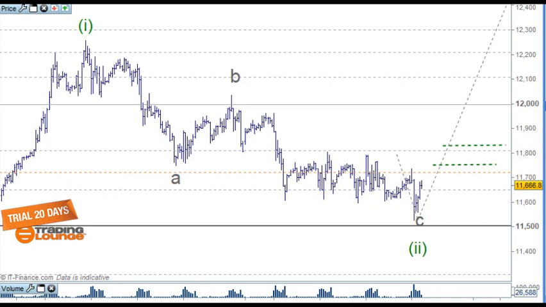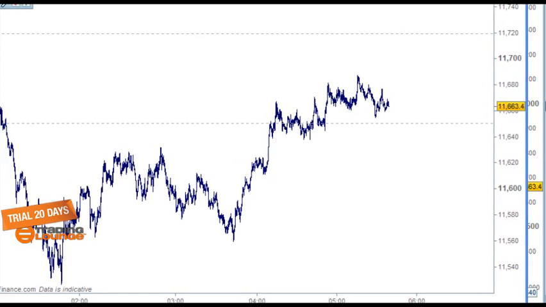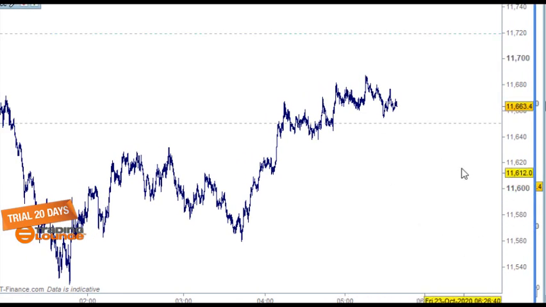You could also add on a nice tested support of 11,650. So if I can just go to a 100 tick chart on the NASDAQ here. So this is the 11,650 here. While we're talking here, we can look to pretty much go long above this level here. We could also go long above this level here.